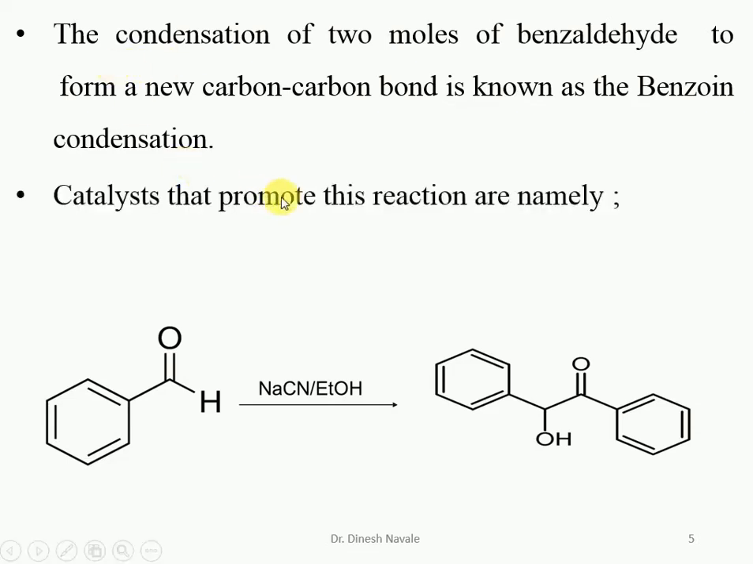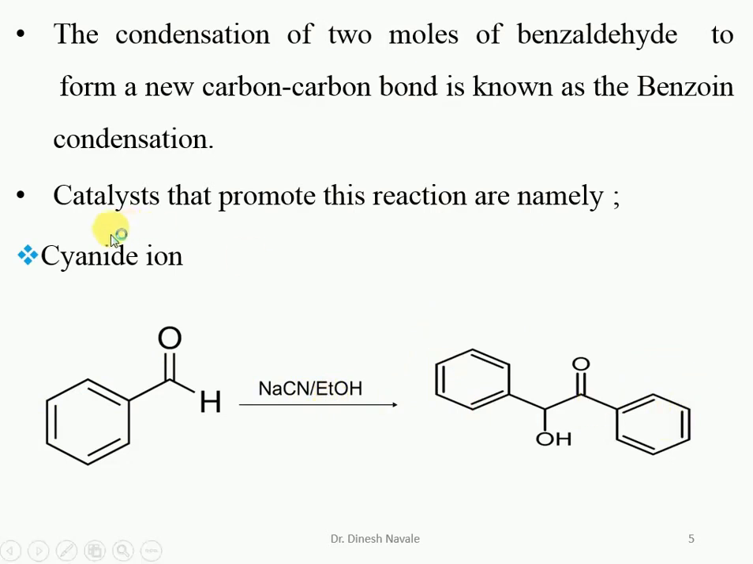So the catalyst normally utilized in the reaction is the cyanide ion. An aromatic aldehyde like benzaldehyde, which does not contain an alpha hydrogen atom, in the presence of cyanide ion as the catalyst in ethanol as the solvent, will give benzoin as the product, and this reaction is called benzoin condensation.